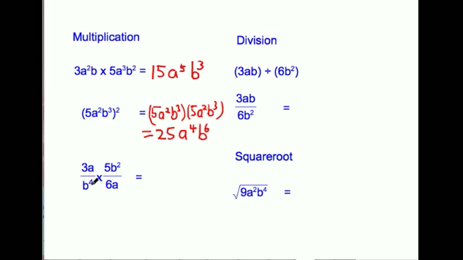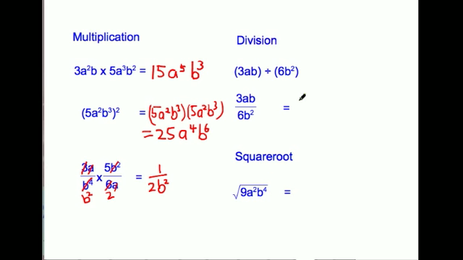When we multiply two fractions, it's just like multiplying numerical fractions where we cancel out their common factors. a is also a common factor, and b squared is a common factor. Hence, our answer is 1 over 2b squared.